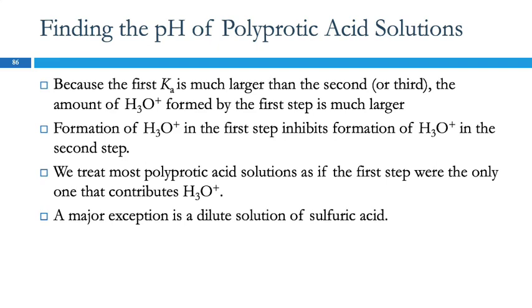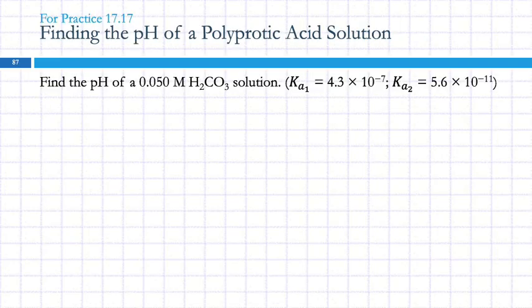Major exception is a dilute solution of sulfuric acid, where we've got that first one that comes off completely, but the second one will also play a part. So let's find the pH of a 0.05 molar carbonic acid solution, and we're given Ka1 and Ka2. So we'll look at the first ionization and then the second ionization.